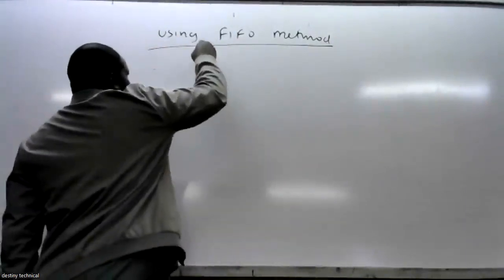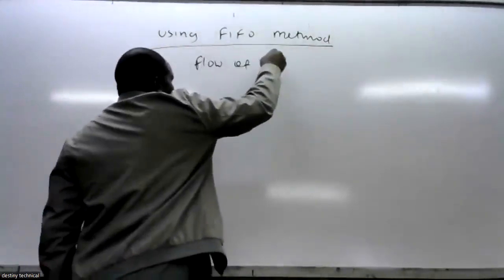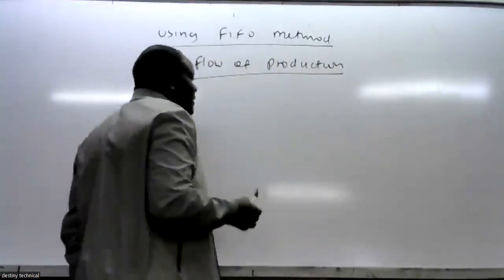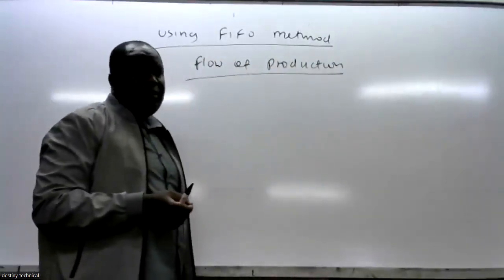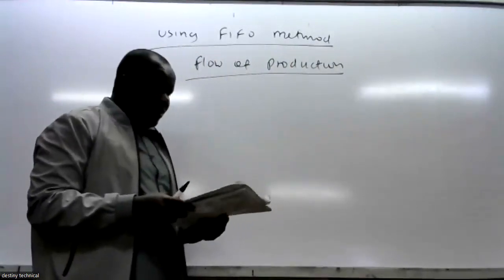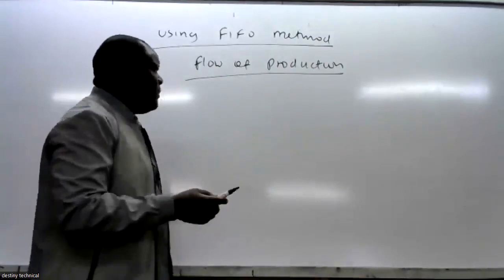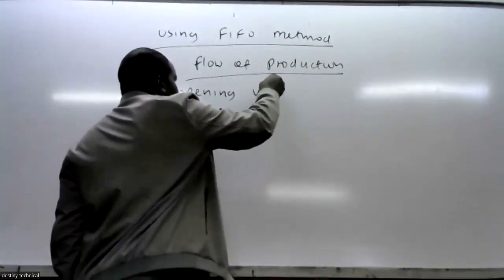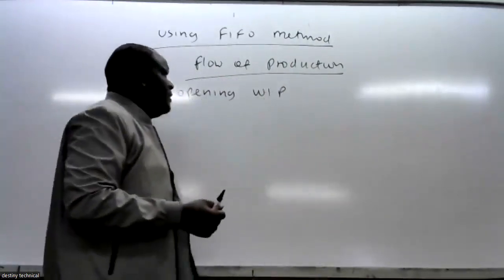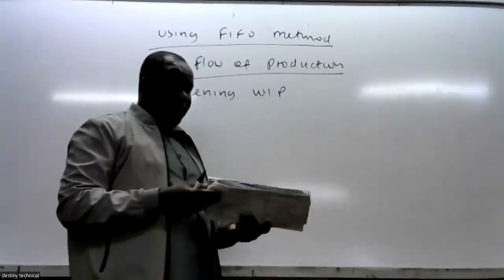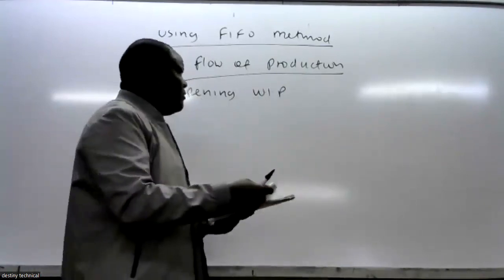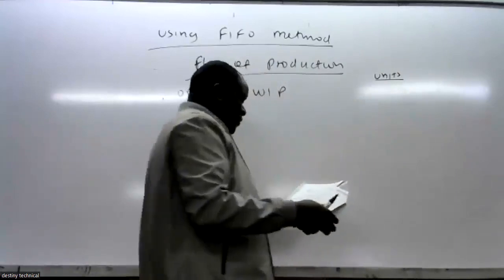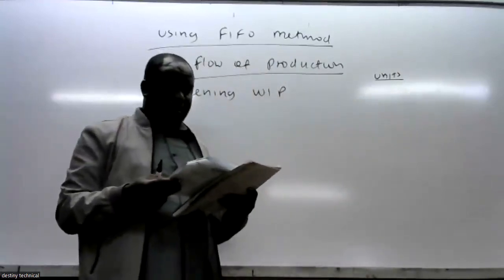This is now the flow of production. In the flow of production, we normally start off with the opening work in progress. Opening work in progress is always in units.